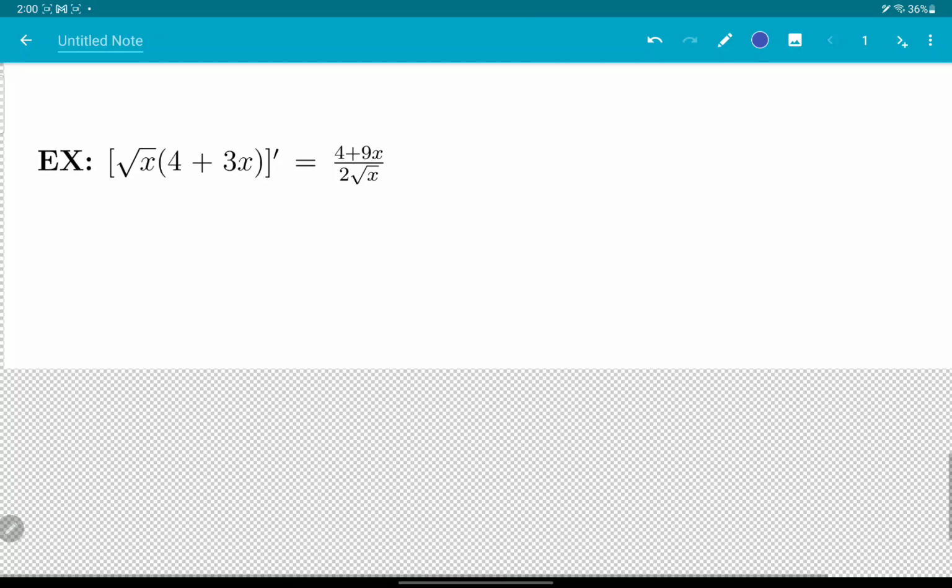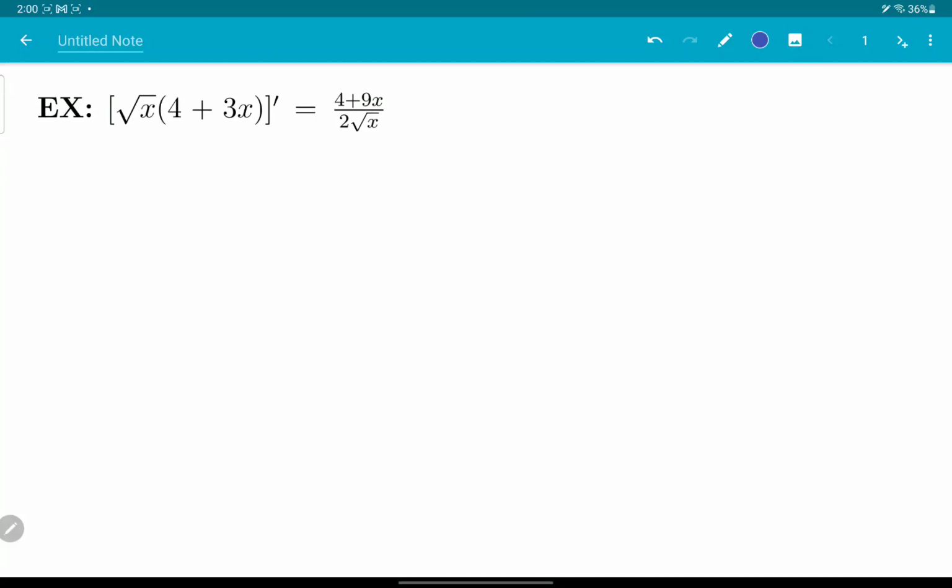Okay, here's an example. So we're told that the derivative of this product of functions is going to equal this funny fraction. So let's see why that is true. I'm giving you the answer here, and we're going to show you why that's true. So what you do here is you have a function times a function. So I'm going to call this guy u, and I'll call this guy v. And then I'll write down my memorized formula, u prime v plus u v prime.